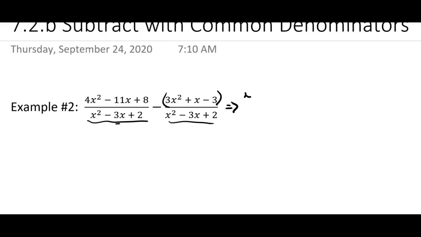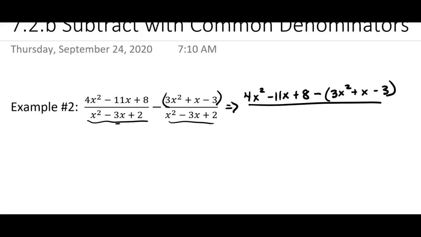So I have 4x squared minus 11x plus 8. And then I have to subtract everything. I'm going to write it out this time. Sometimes I would just distribute, but I'll go ahead and write this one out so you can see it. So you have the first numerator minus the second numerator. Now if you're asking why didn't I put the first numerator in parentheses, you could.